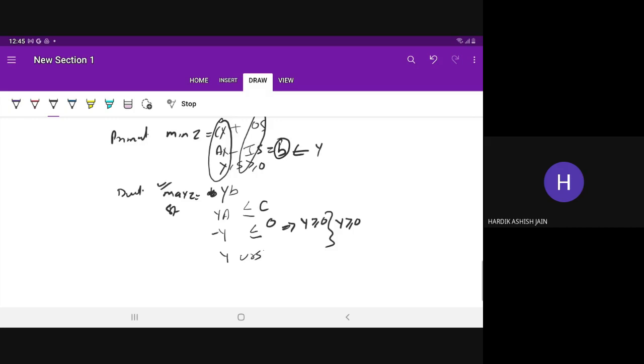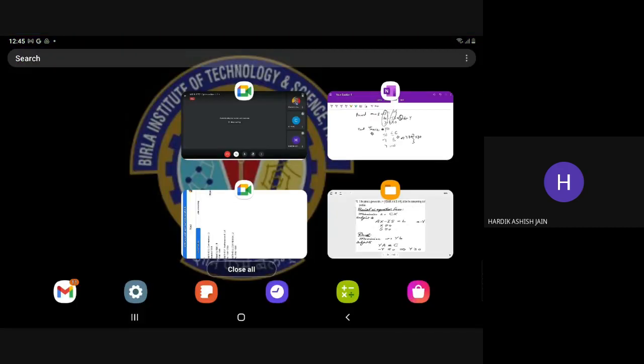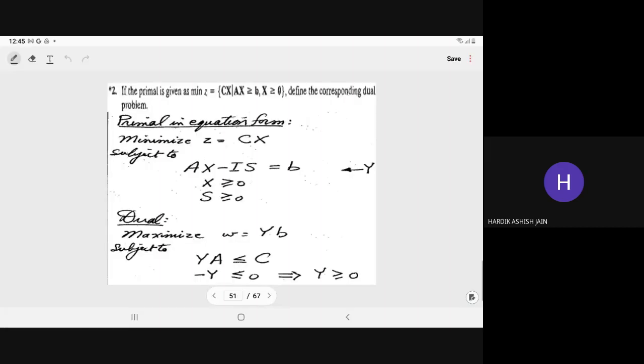Maximize z is equal to yb subject to ya less than or equal to c and y greater than or equal to 0. So here we have the same thing. Clear?